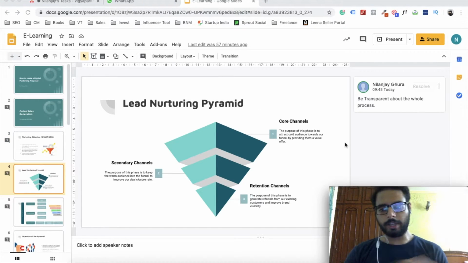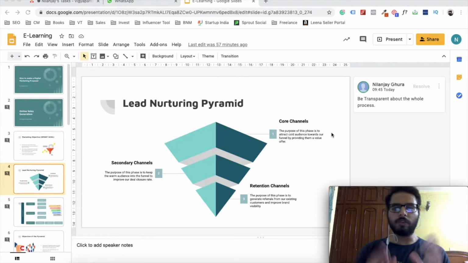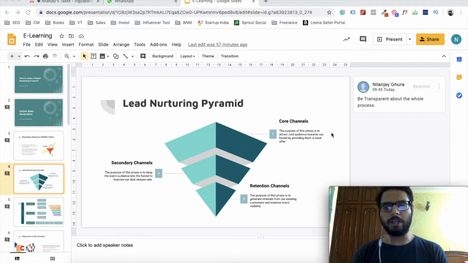Now in the fourth slide, what is happening is I have given a very simple lead nurturing pyramid. So this is something not new. Everyone knows marketing funnels, marketing pyramids. So I just created something out of myself.